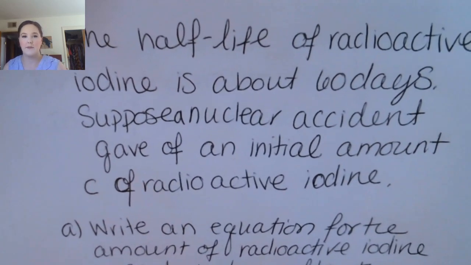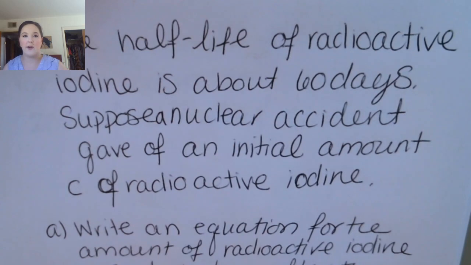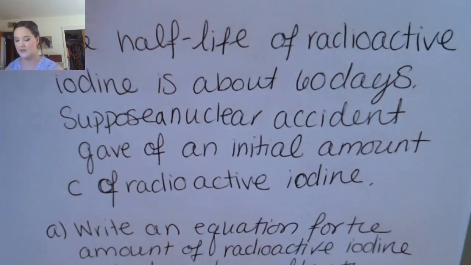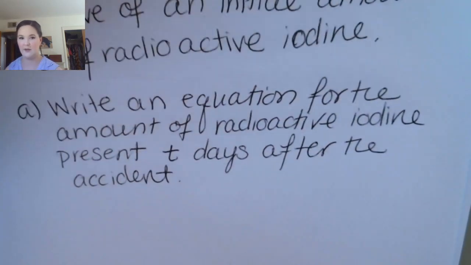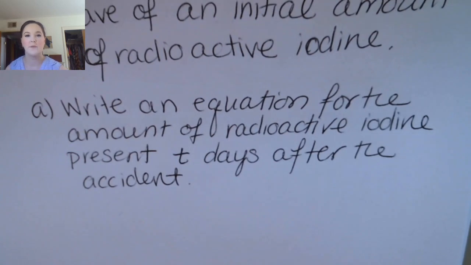All right, so in this one we're talking about radioactive iodine. The half-life of radioactive iodine is about 60 days. We're going to suppose a nuclear accident gives off an initial amount C of radioactive iodine. Not a great scenario, but there we go. That's the setup for the problem. And we're going to write an equation for the amount of radioactive iodine present t days after the accident.